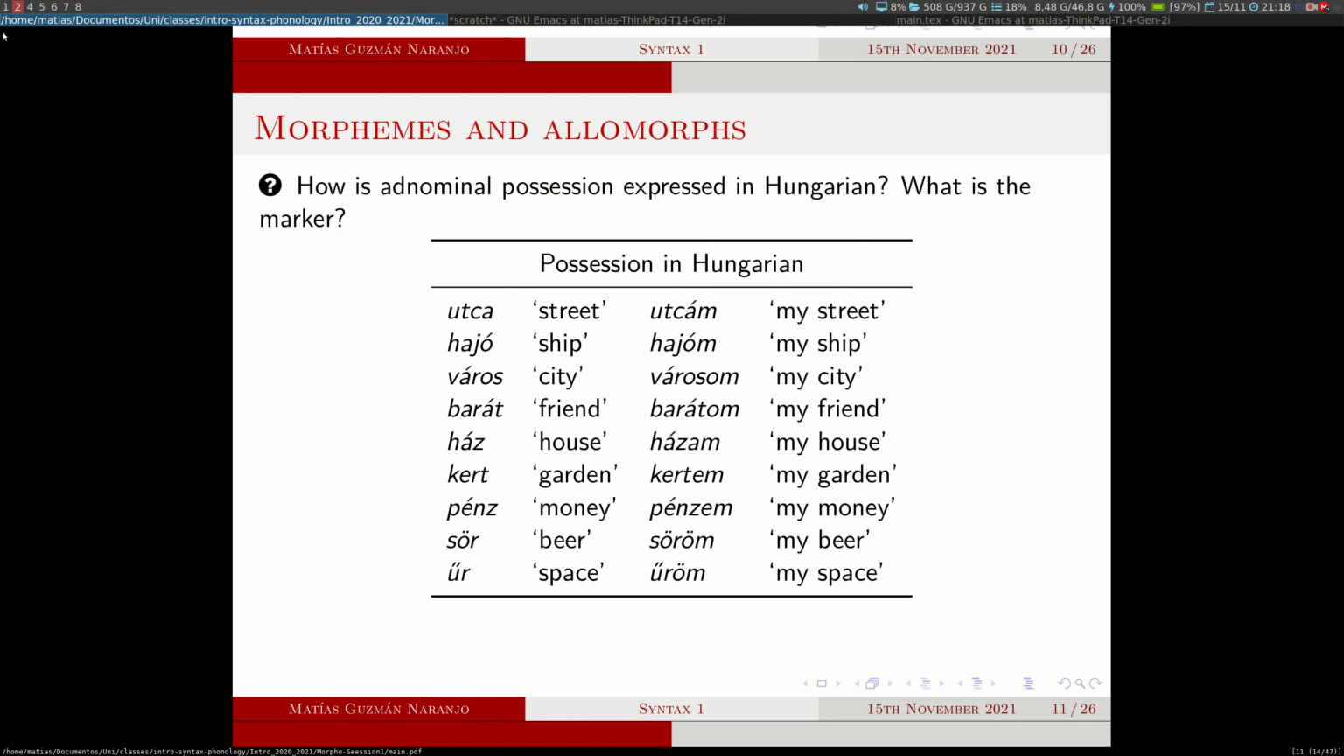Now, if you recall from the phonology session, we had allophones, and an allophone was a realization of a phoneme, and phonemes can have multiple realizations. Well, there's exactly the same concept in morphology for morphemes, which are allomorphs. So there are different realizations of a morpheme.